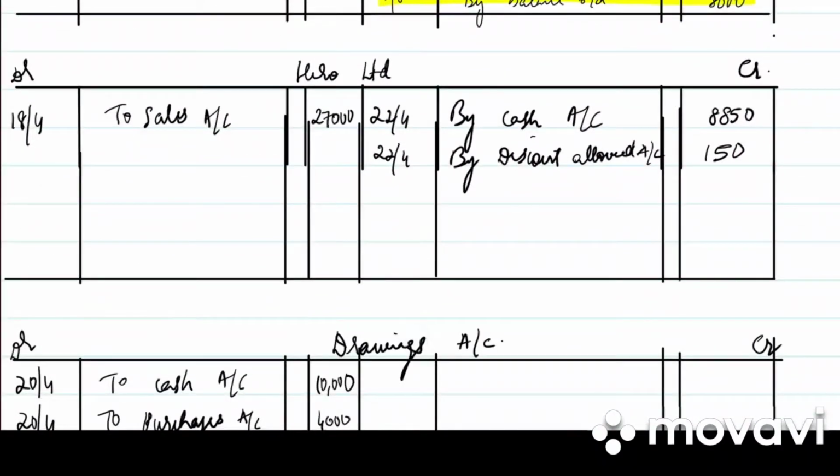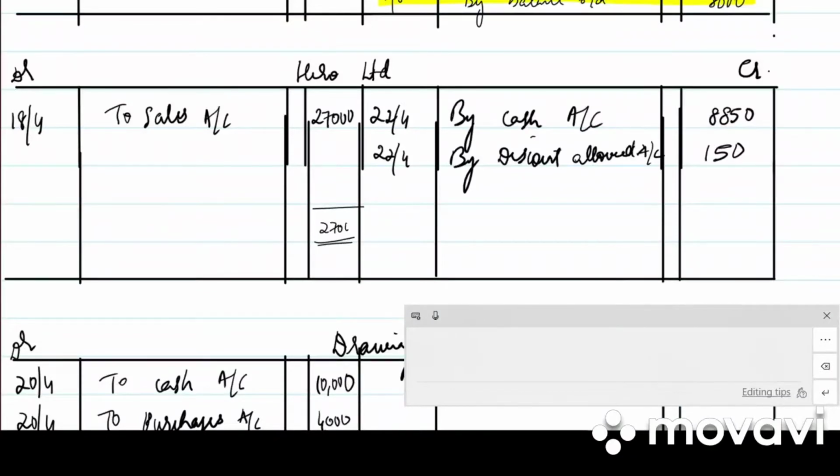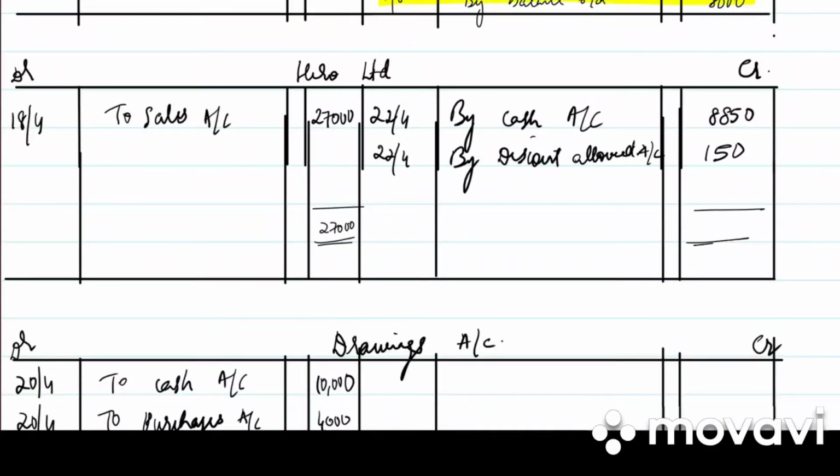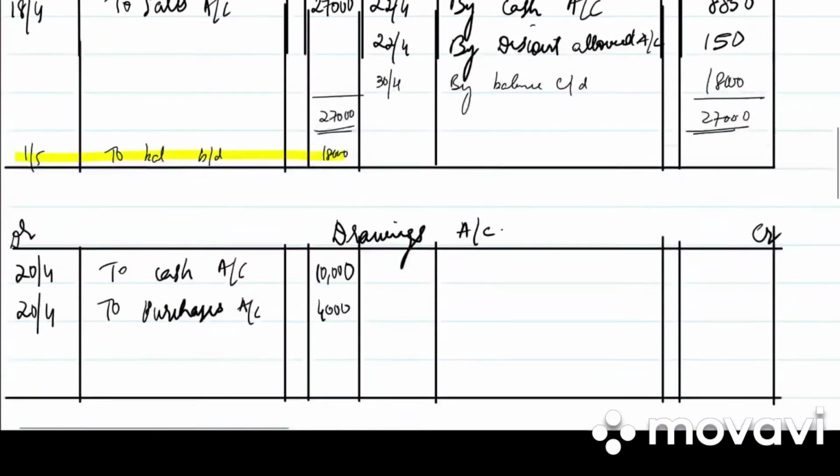Next we have Hero Limited. Which side is more? Debit side is more. So we'll be writing 27,000 on both the sides. Then 30th April by balance carried down, 27,000 minus 8,850 minus 150, we get 18,000. On 1st May to balance brought down, that is 18,000. So our Hero Limited shows a debit balance.